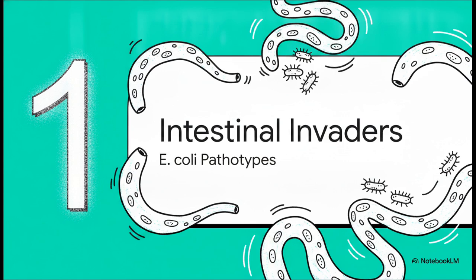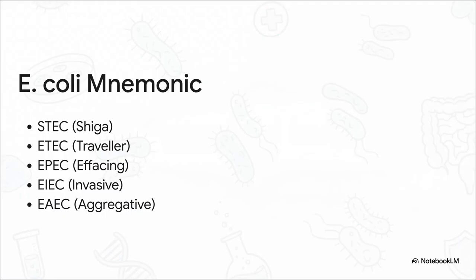And we're kicking things off with the heavy hitters, the E. coli pathotypes. When that exam clock is ticking and you're under pressure, initial-based associations are an absolute lifesaver. So let's use this little mental shortcut. S is for the Shiga toxin in STEC. T stands for traveler's diarrhea in ETEC. E gives you the effacing lesions seen in EPEC. I is for invasive, which means we're dealing with dysentery in EIEC. And finally, A is for the aggregative adherence of EAEC.